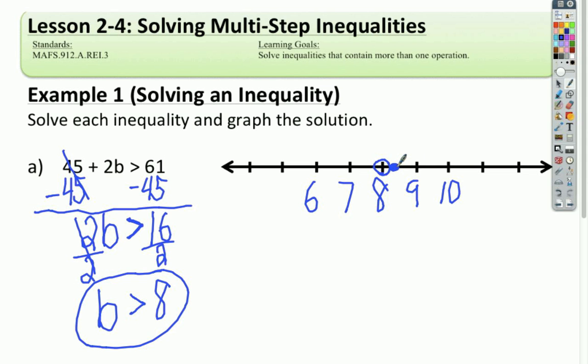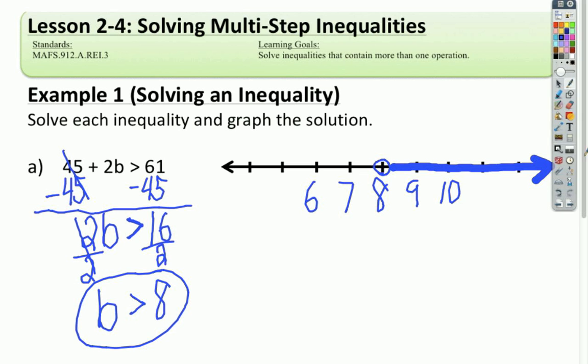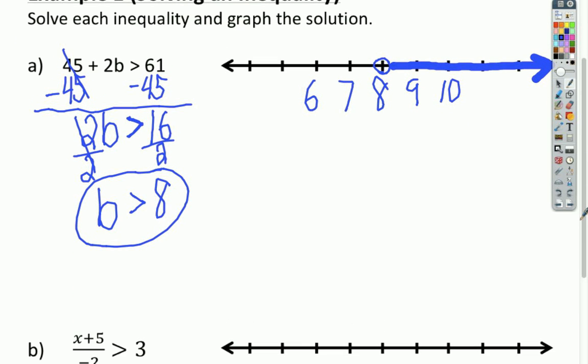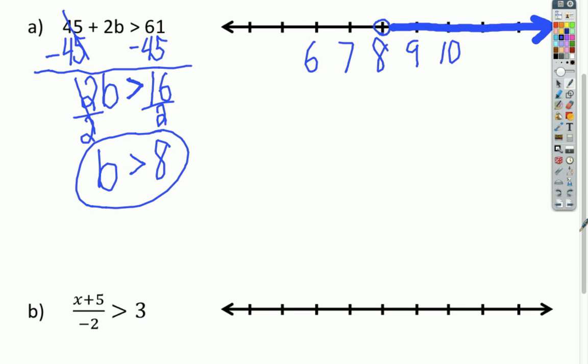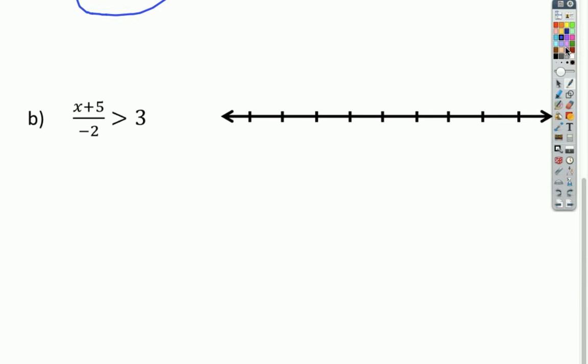So we're shading greater than 8. Does anyone have any comments or questions on how we solved this, how we graphed it, anything at all? Any concerns? Okay, so let's continue part B.